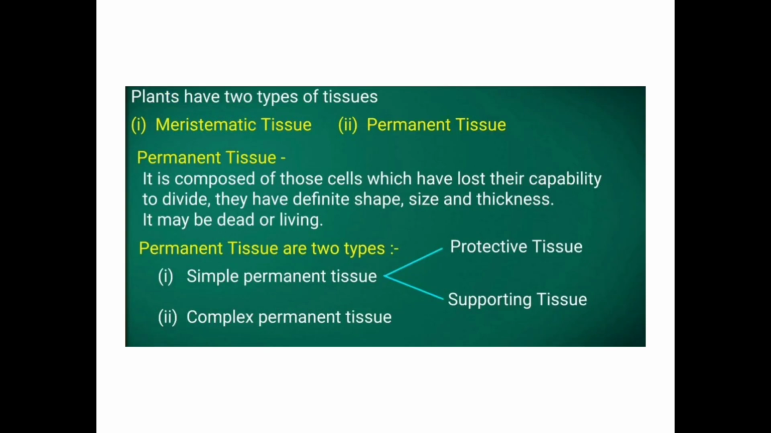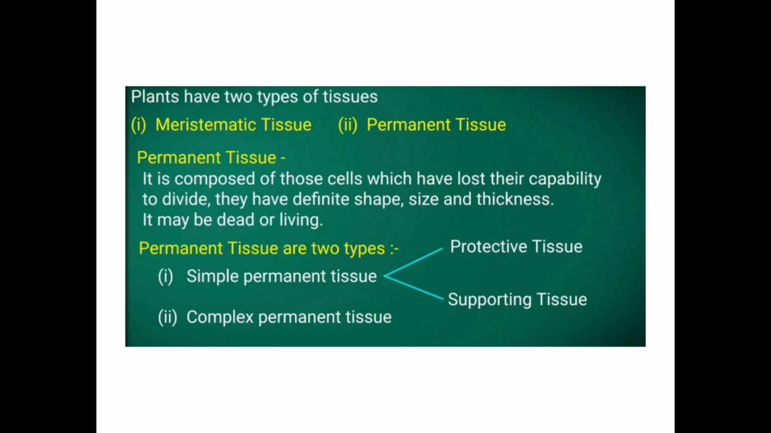Then next one is permanent tissue. So permanent tissue is the tissue which does not have the ability to divide. It is composed of those cells which have lost their capability to divide. They have definite shape, size and thickness. It may be dead or living. So the permanent tissues can be either dead or living.